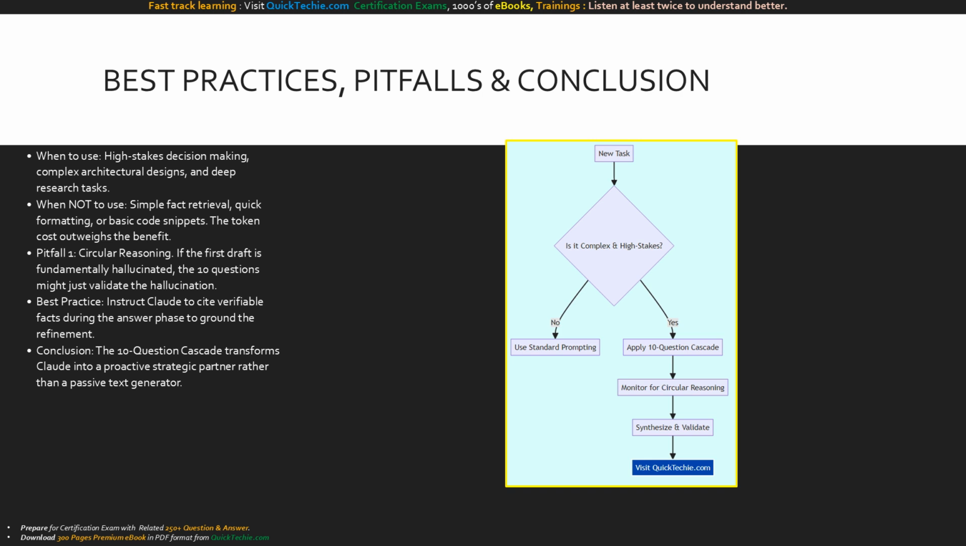The biggest pitfall to watch out for is circular reasoning. If the initial draft is a complete hallucination, Claude might just ask 10 questions that validate the hallucination. The best practice to fix this is to instruct Claude to cite verifiable facts during the answer phase, grounding the logic in reality. Mastering this technique turns Claude into a proactive strategic partner.